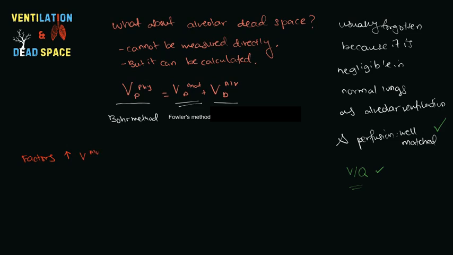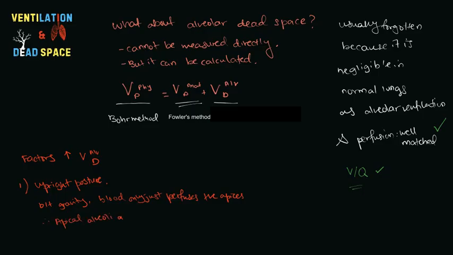Even so, we have to acknowledge that there are factors that increase alveolar dead space. Number one, being in an upright posture. So what happens, blood will pool down in the base of the lungs due to gravity. So only a bit of blood just perfuses the apices. So this causes the apex to be well ventilated, but have poor perfusion for gas exchange. So there will be VQ mismatch and also an increase in alveolar dead space.